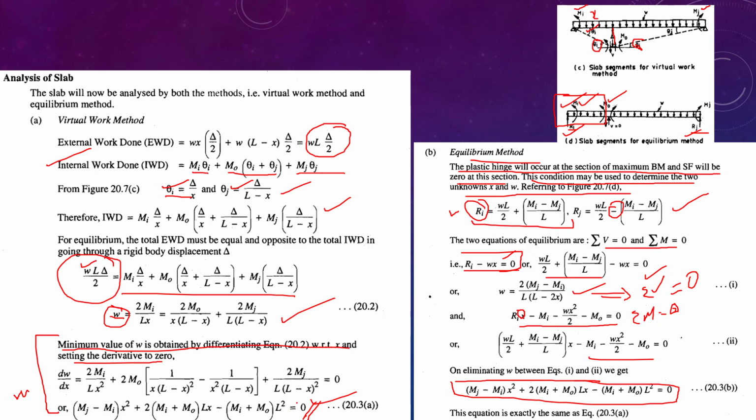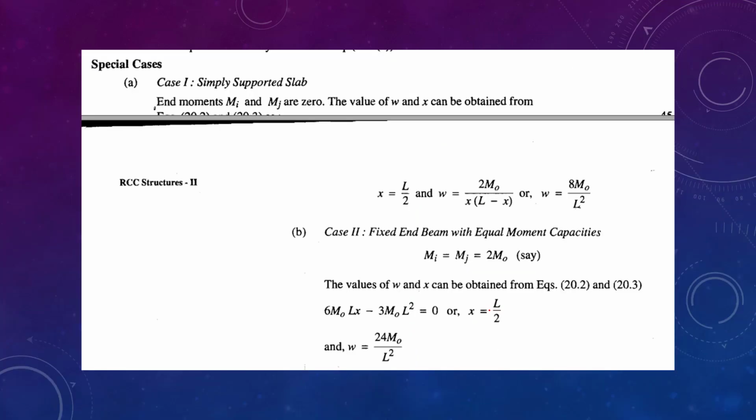So like (mj minus mi) into s square plus 2 into (mi plus m0) into (lx minus mi plus m0) into l square is equal to 0. So you can see that the total calculations got almost half in the case of the equilibrium method, and hereafter the equilibrium method will be the most preferred one, and it is not mathematically difficult to solve for the collapse load.